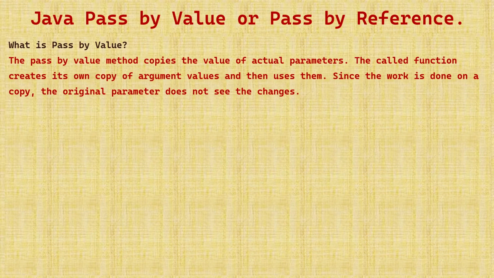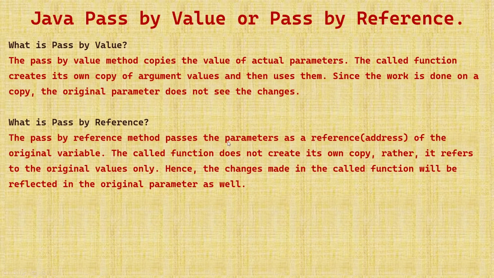The pass by value method copies the value of actual parameters. The called function creates its own copy of argument values and then uses them. Since the work is done on a copy, the original parameter does not see the changes.